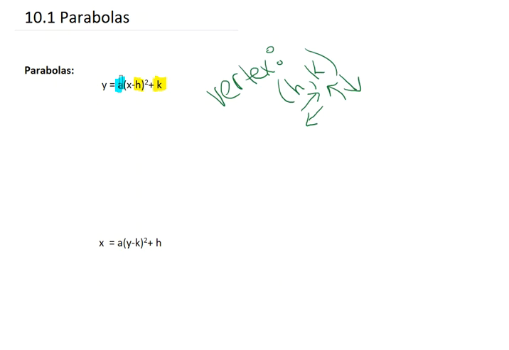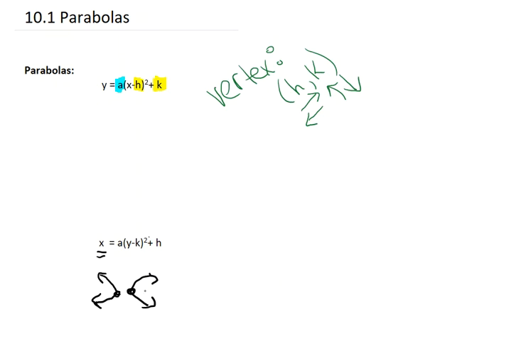Now, if you take a look at the second equation on the screen, x equals a times the quantity y minus k squared plus h, you'll notice it's similar, but slightly different. You'll notice two things. The x and the y are switched positions, and the k and the h are switched positions. This is still a parabola, but when x is by itself and the exponent is on the y instead of the x, the parabola will either open to the left or open to the right.